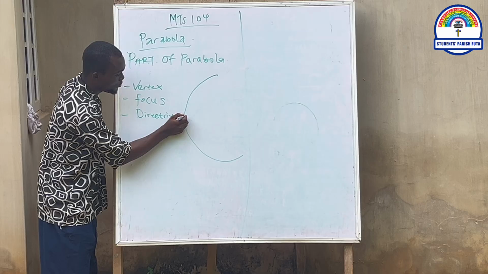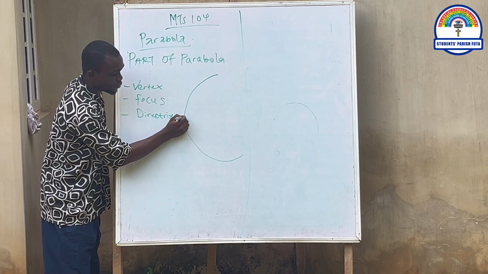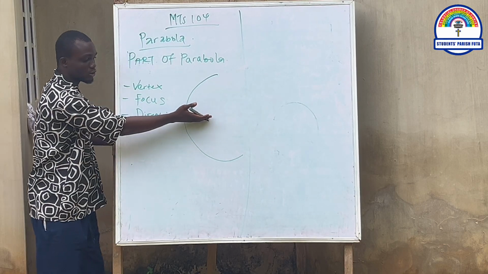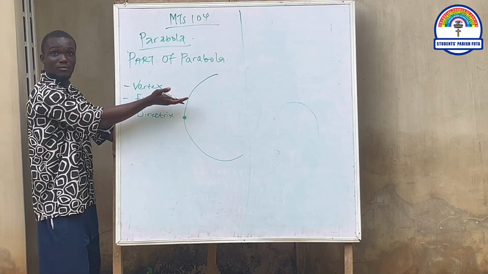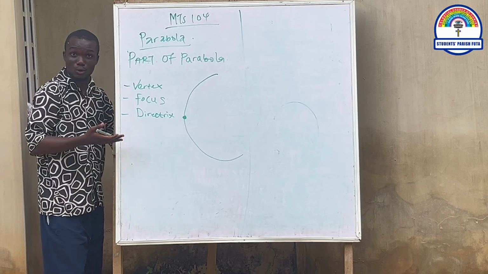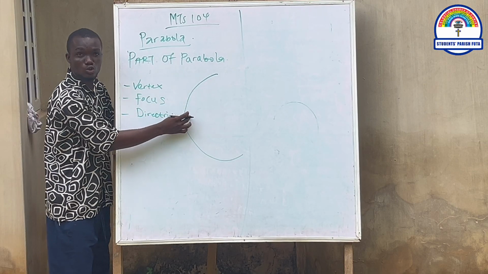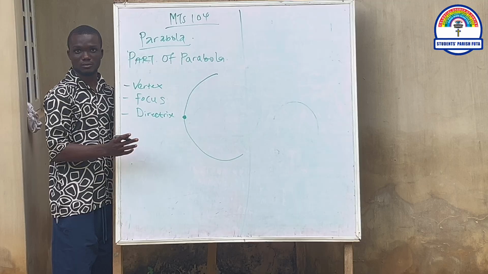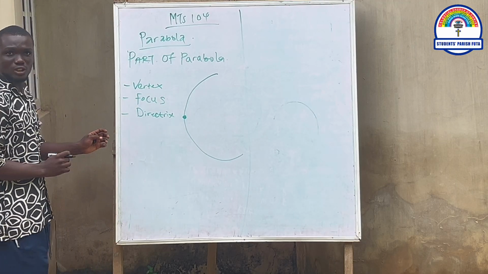If we pick a point here, and a line passes through it, we have the upper and the lower part like this. Now it has been cut into 2 equal halves. So this point is called the vertex. Do you understand? Let us check the focus.